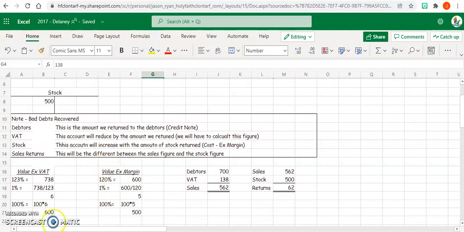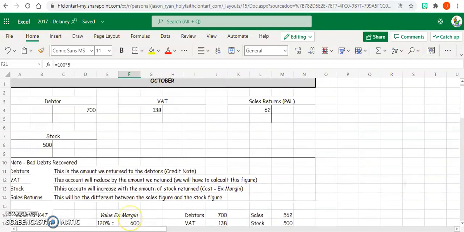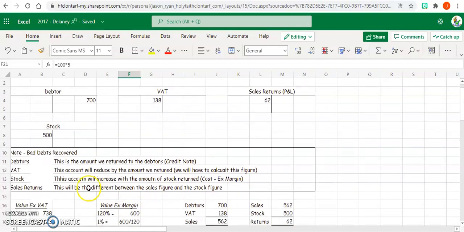Next your margin then, so your margin on your cost, so how much of a profit did we sell at. Your cost was 600. This was 120%. So 1% is equal to 5, 100% then is equal to 500. So 500 then is how much your stock is. So we're increasing our stock by 500 because the goods are coming back to us.